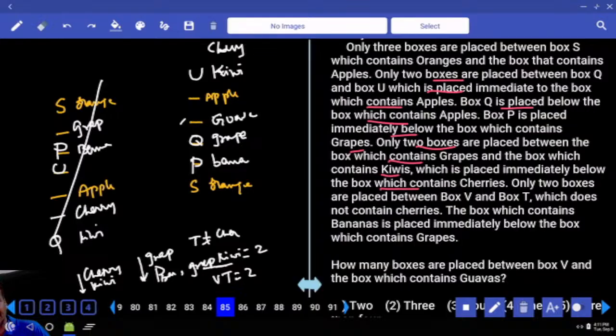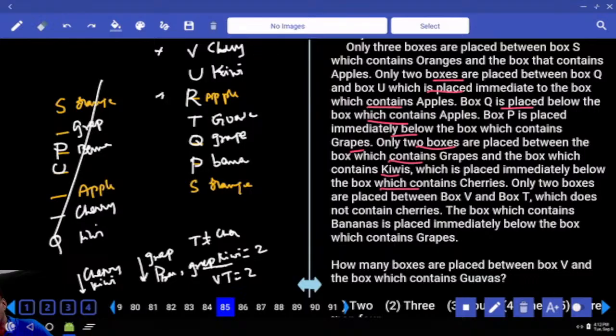Then T is not cherry. As T is not cherry, V and T there are exactly 2. T cannot be here because T and V there are 2, not possible. And so should this T. T must be guava. Sarvena? My T ఇక్కడ ఉంటే V will be here. V is, sir, what is left over? R. R must be at this place.